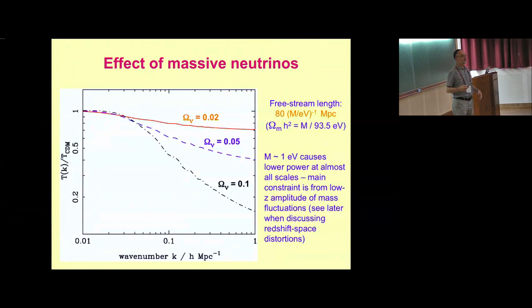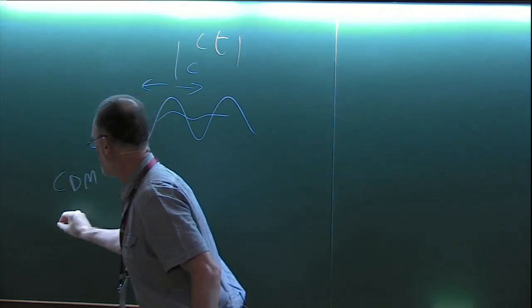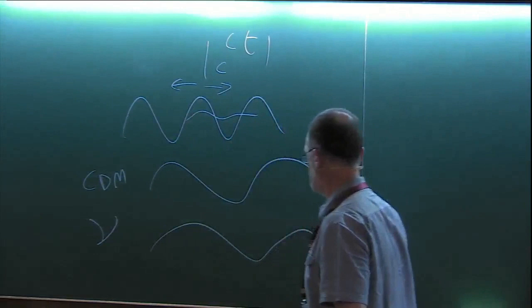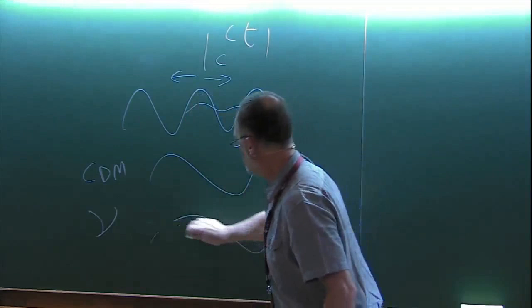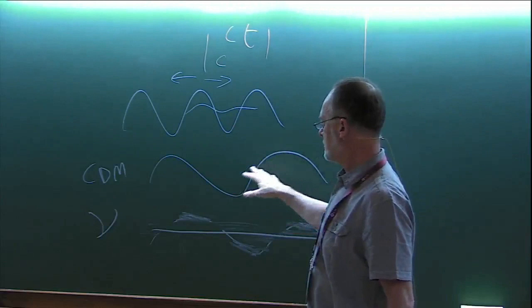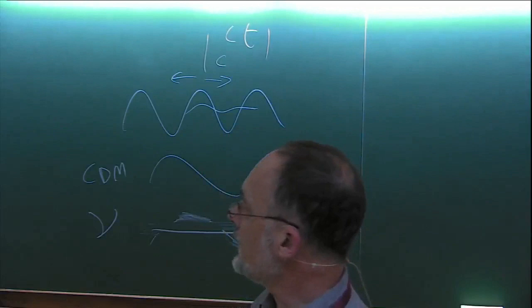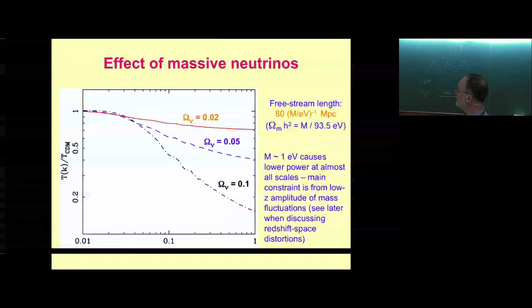They're a minority constituent. So what happens is that on small scales, you might have perturbations in the cold dark matter and in the neutrinos. And at early times, they're the same. Then free streaming erases the perturbation in neutrinos. So that means now that there's less gravity to cause the cold dark matter fluctuations to grow. So the rate at which the cold dark matter perturbations are amplified is now smaller. So there's a break in the power spectrum below the free streaming scale, which depends then on the mass of the neutrinos.